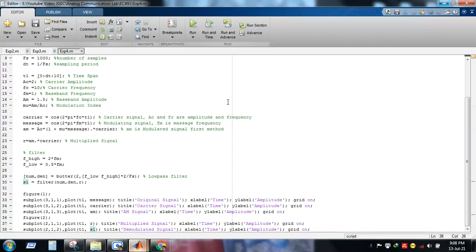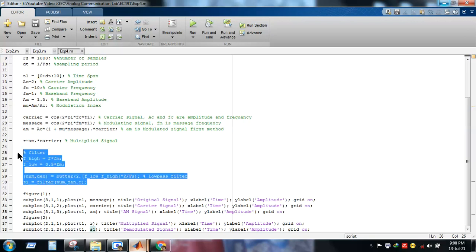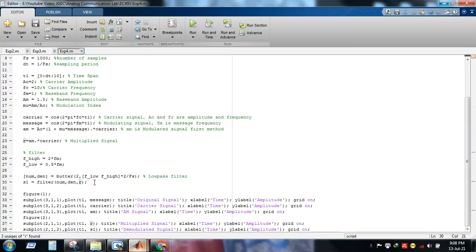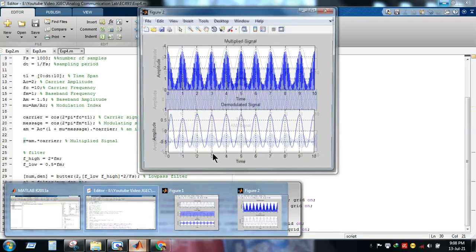I hope you have no problem understanding the MATLAB code. The basic thing is that you need to understand the code for the respective filter. First we define F high and F low, that means the upper cutoff and lower cutoff. Then we define the transfer function for the filter. Here we should use a second order Butterworth filter, and after defining the transfer function we need to use the command filter with num and den, that is the transfer function, and the signal which you want to filter out. And usually we can get the ultimate output.